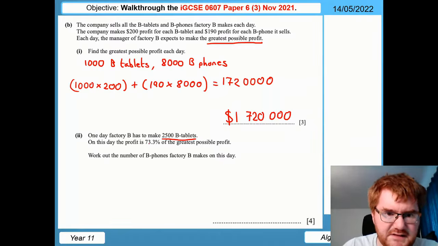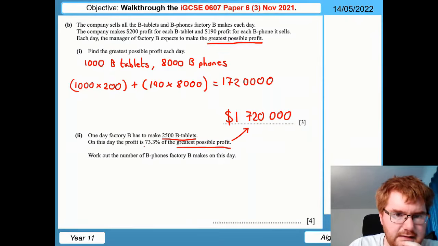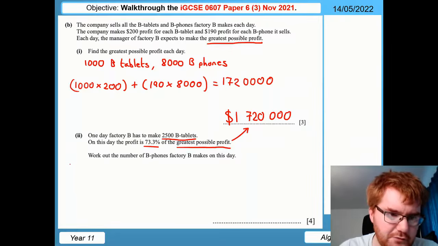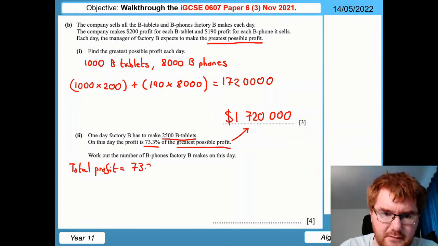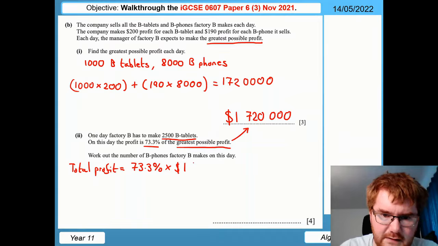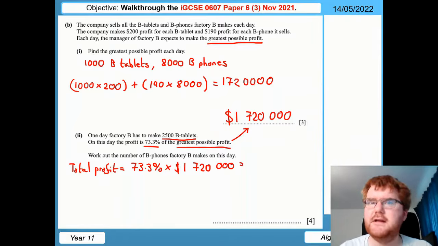One day, factory B has to make 2,500 B tablets. On this day, the profit is 73.3% of the greatest possible profit, which we've just worked out. So work out the number of B phones factory B makes on this day. Right, so the first thing I want to do is work out the total profit. So total profit is equal to 73.3% of what I just worked out. So $1,720,000.